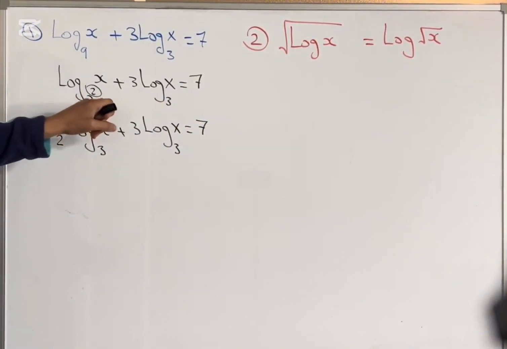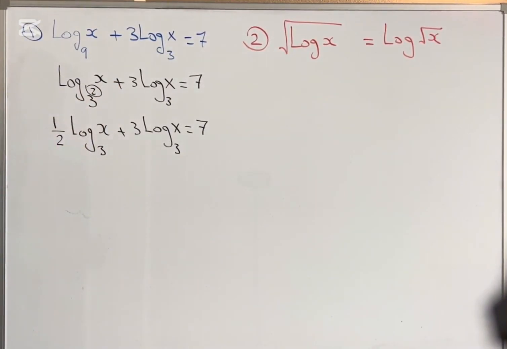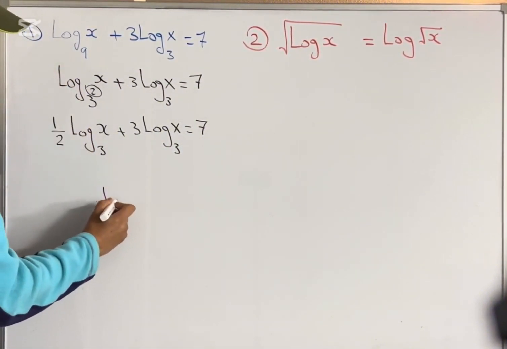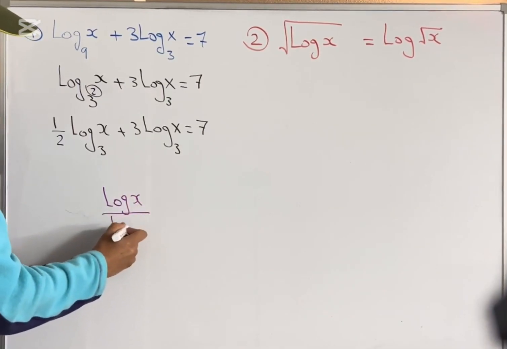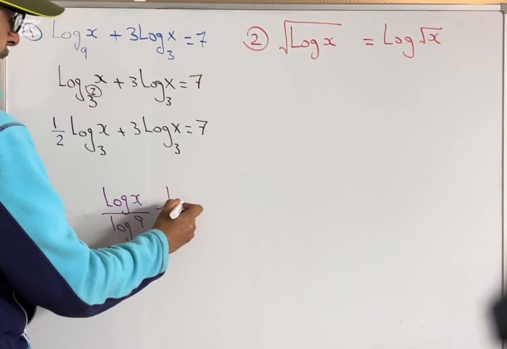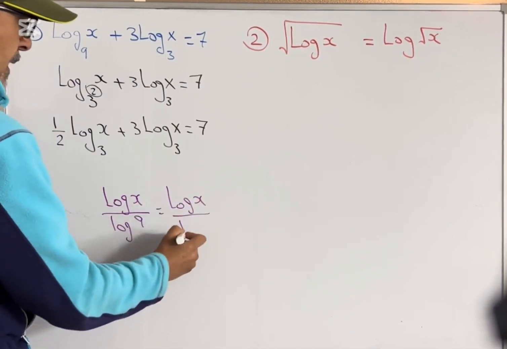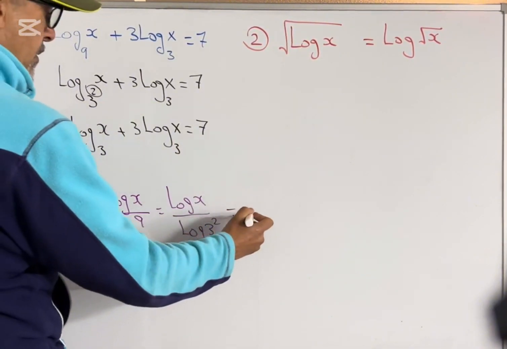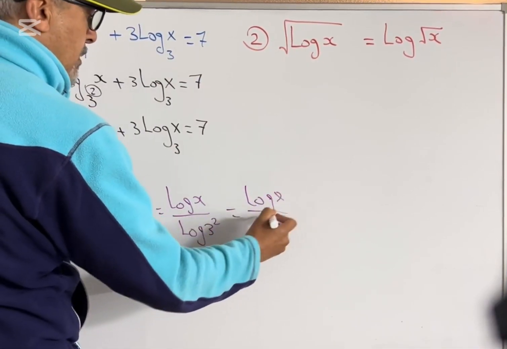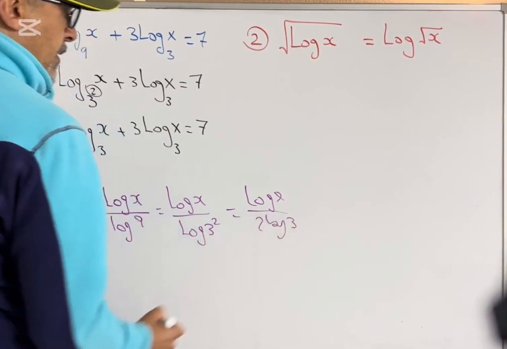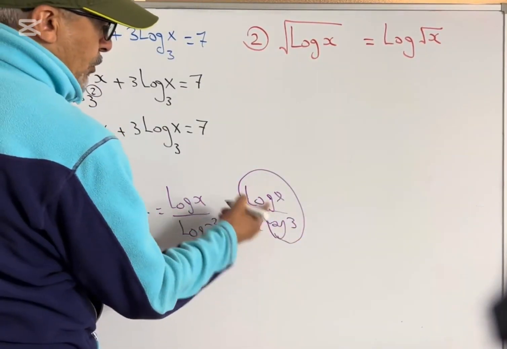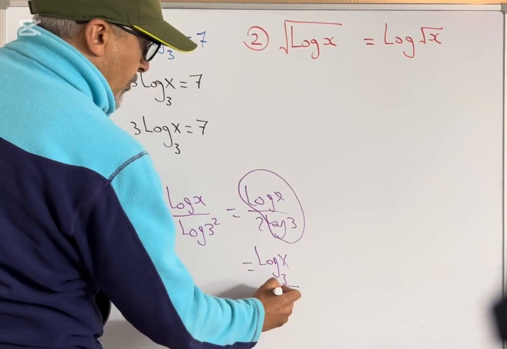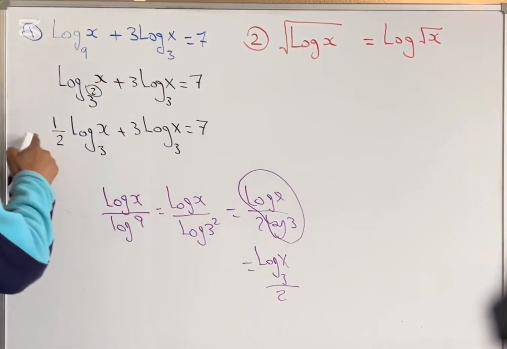Now you could ask, how can we pull this out and make it 1/2 in front of the log? I will explain that to you. According to change of base, I could change this to log x over log 9. That becomes log x, and the 9 here we could make it 3 squared. Now I could pull the 2 down according to the log rules. So this here, we could make it log base 3 of x over 2, which is the same as 1/2 log base 3 of x.